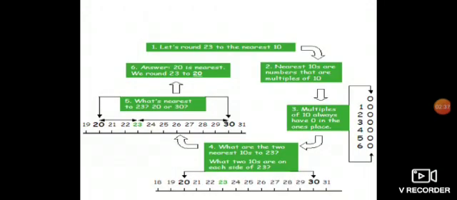Let's now understand the same example in a different way. We have to round off 23 to the nearest 10. Nearest 10 means the numbers that are the multiples of 10. So, the two nearest 10s or multiples of 10 to 23 are 20 and 30. Which means that 23 lies between 20 and 30. Since 23 is nearer to 20 than to 30, we round it off to 20.